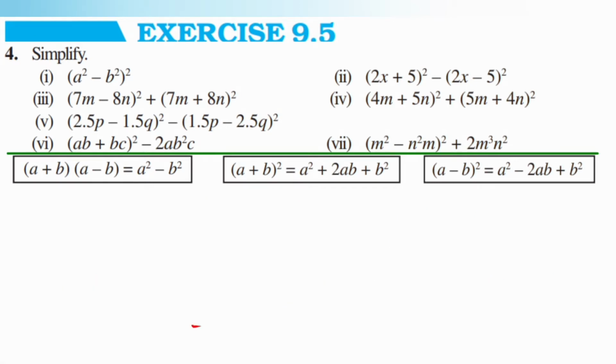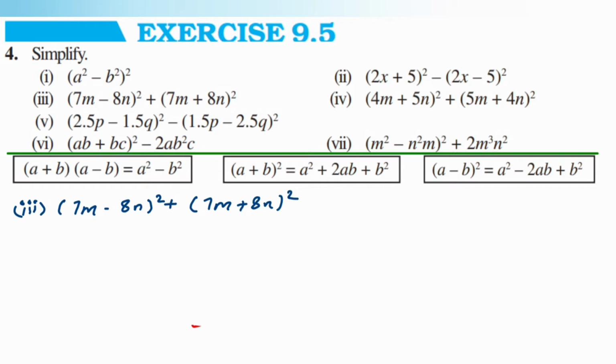So in the third one we have 7m minus 8n square plus 7m plus 8n square. So let's write down the question first. So this is a different one. Here we have to use the first, this a plus b whole square and a minus b whole square, both identities. So 7m minus 8n square plus 7m plus 8n square. Okay, so it's like a minus b whole square plus a plus b whole square. We cannot use the identity a square minus b square because that has a minus sign. So here we have a positive sign. So we're going to use both the identities, that is a plus b and a minus b whole square.